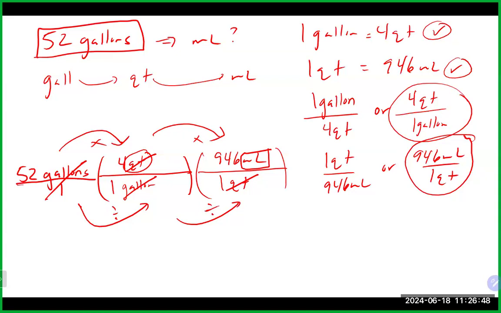And in this case, we would take 52 times 4 times 946. And by the way, there's not much on the bottom. They're all ones. You would come back and divide by 1 if you really wanted to, but you do not need to, obviously, in this case. And this would give me my milliliters. Now, a couple of things before we clean this up.